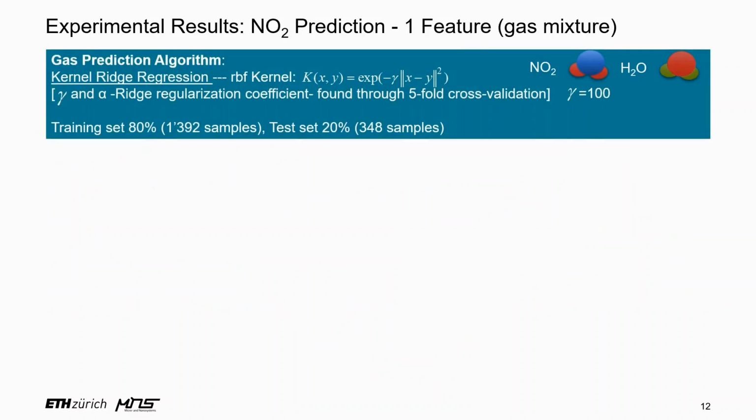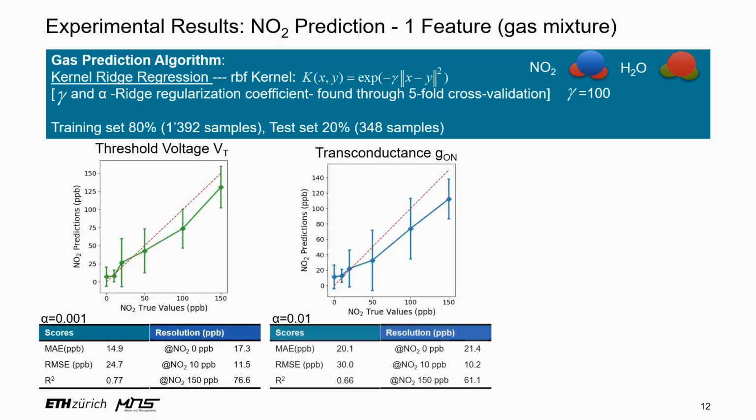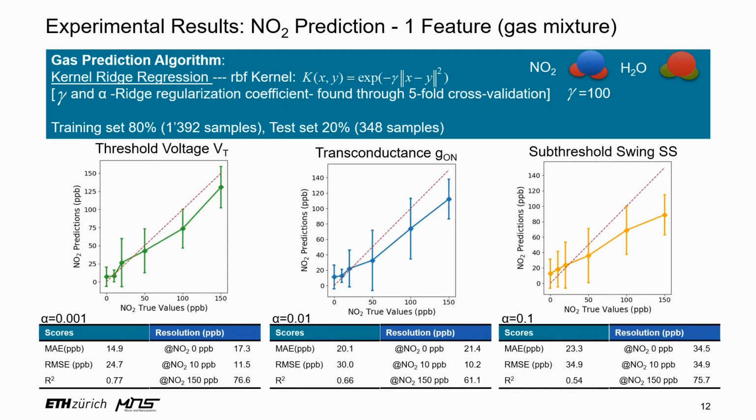So now, first of all, we try to predict NO2 in this gas mixture experiment, but this time only considering one feature at a time, and we use a nonlinear algorithm, the kernel ridge regression with a Gaussian kernel, and we split the data set into a training set and test set. And here you can see the results on the test set for each feature.